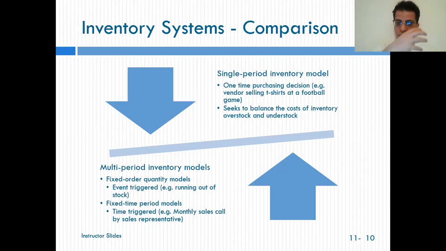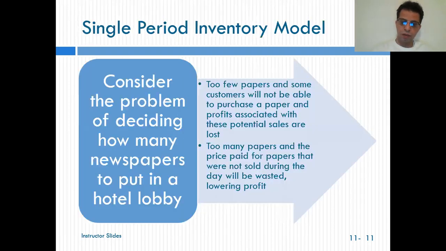Every month you need to replenish your stocks. Now the single period inventory model considers the problem of deciding how many newspapers to stock in a hotel lobby. Too few papers, and some customers will not be able to purchase a paper, and the profit associated with these potential sales is lost. Too many papers, and the price paid for the papers that were not sold during the day will be wasted, lowering profit.